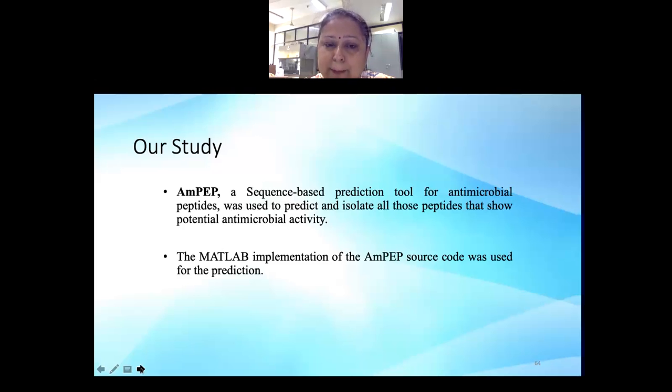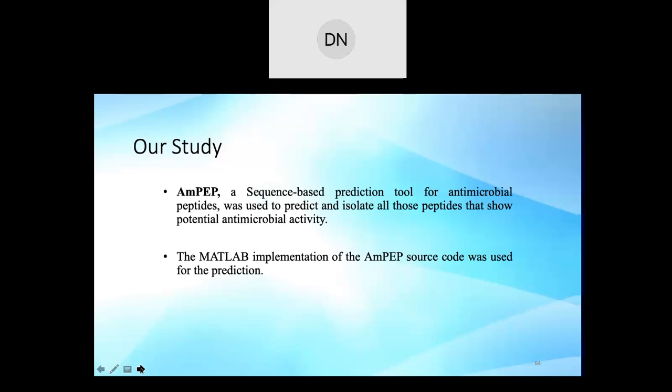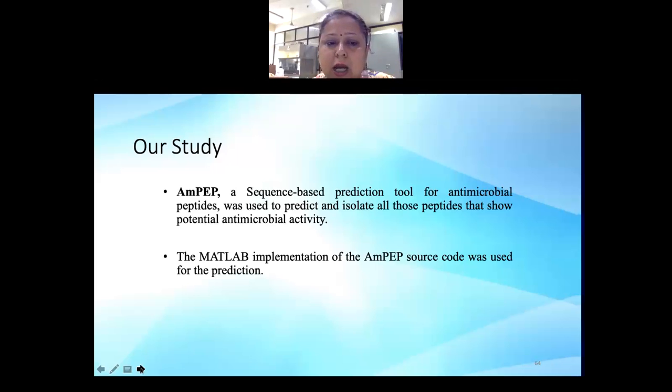And we made use of MPEP, a sequence-based prediction tool for antimicrobial peptides, and it was used to predict and isolate all those peptides that show potential antimicrobial activity. The MATLAB implementation of the MPEP source code was used for the prediction.